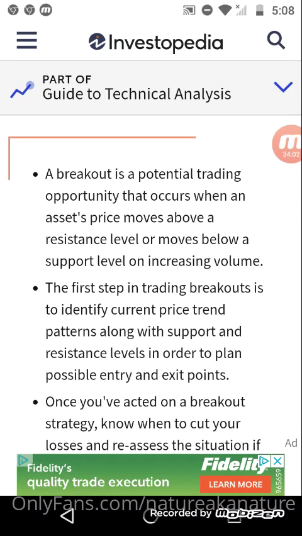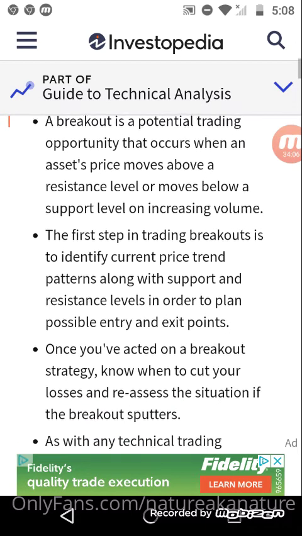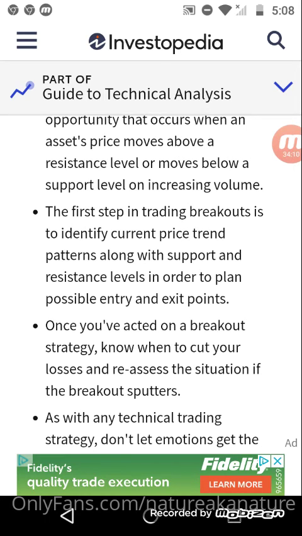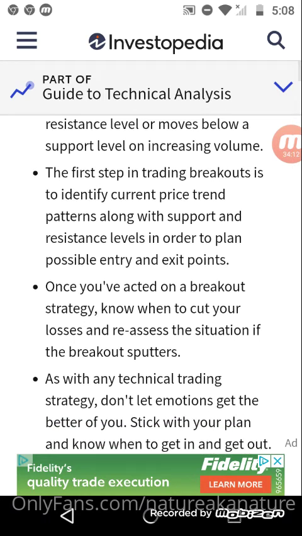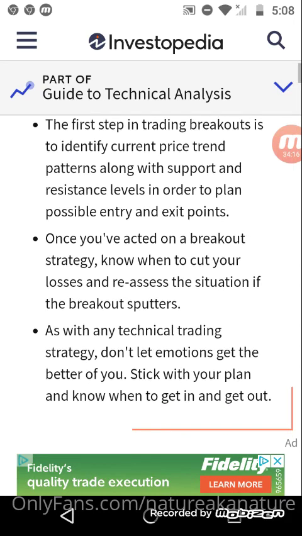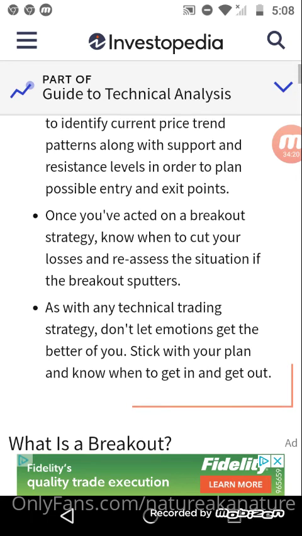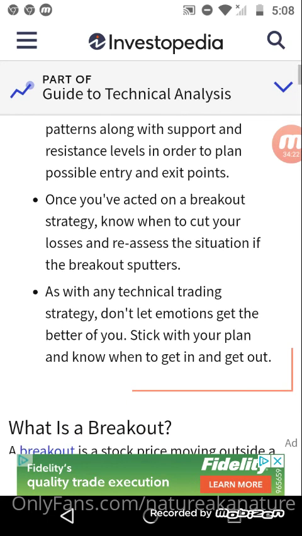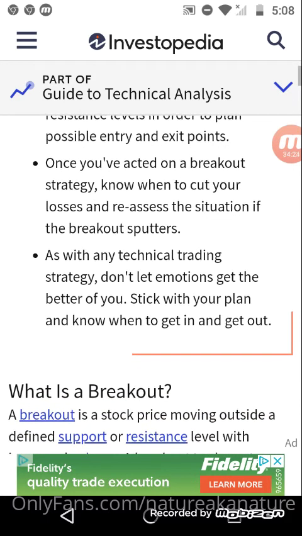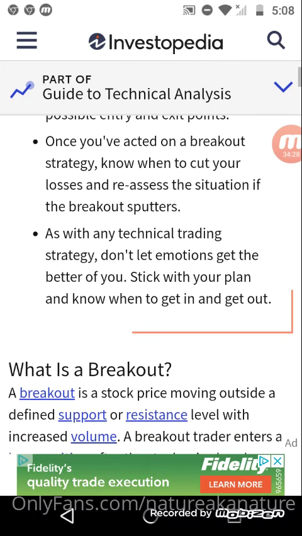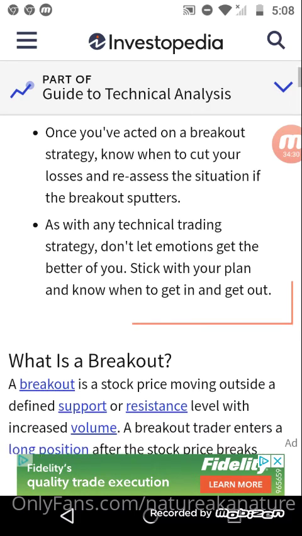So, what is a breakout? A breakout is a stock price moving outside of a defined support or resistance level with increased volume. A breakout trader enters a long position after a stock breaks out above resistance, and they enter a short position after price breaks below a support level.